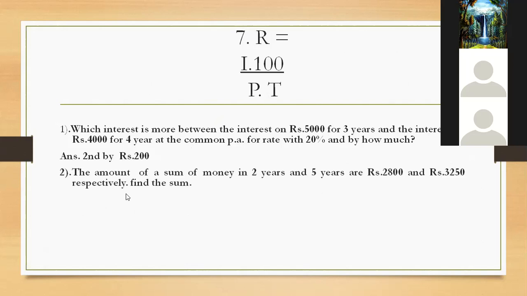Now look here. Let's do question number 2. The amount of a sum of money in 2 years and in 5 years. The sum of money, the principal, is the same in both cases, but the time is different. The first time is 2 years, the second time is 5 years. The amount is also different: for 2 years the amount is 2,800, and for 5 years the amount is 3,250 respectively. Find the sum, find the principal.